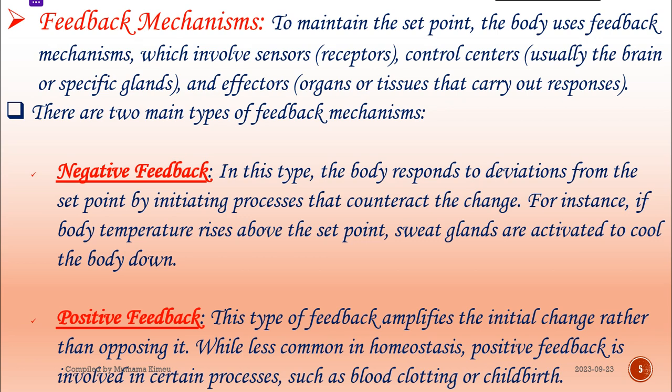We say, for example, in blood clotting, number one, the body responds by producing platelets. After production of platelets, which initiate blood clotting, other chemicals are produced, and when those chemicals are produced, they lead to production of more and more platelets. That is an example of positive feedback, which will amplify the initial change. It does not oppose the change. The other example is childbirth.